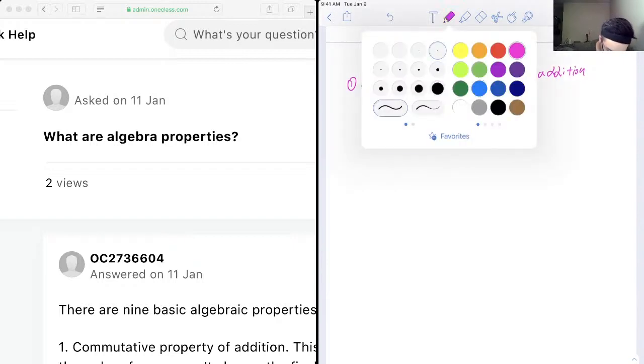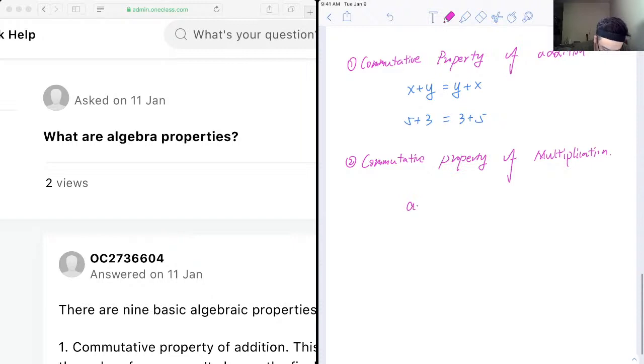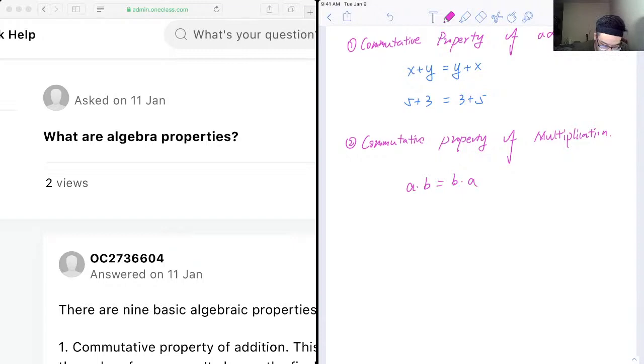And secondly, we have the commutative property of multiplication. Similar to the property of addition, it states that rearranging the order of a product won't change the final answer. In other words, A times B is the same thing as B times A. So 5 times 3 is equal to 3 times 5.